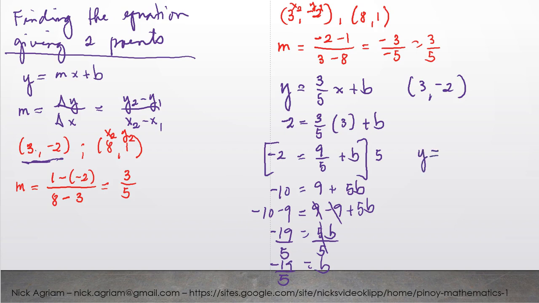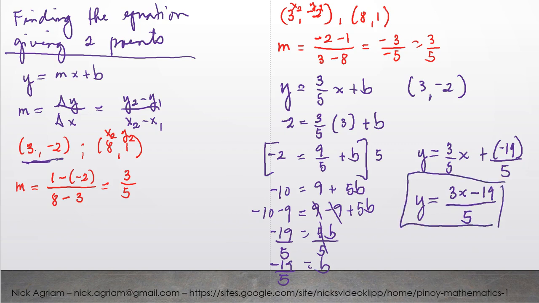So our equation now is y is equal to 3/5 x plus negative 19/5. But we can simplify like this: y equals 3x minus 19, divided by 5. That is your equation.